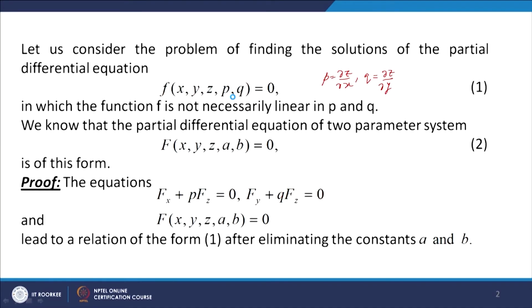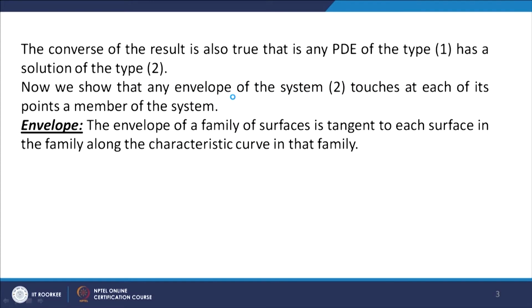Later on in this course you will be taught the methods by which we can find the solution of f(x, y, z, p, q) = 0 in the form 2, that is F(x, y, z, a, b) = 0. So, the converse also holds true. Let us now show that any envelope of the system 2 touches at each of its points a member of the system. What do we mean by an envelope?